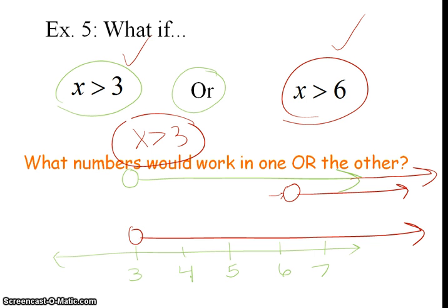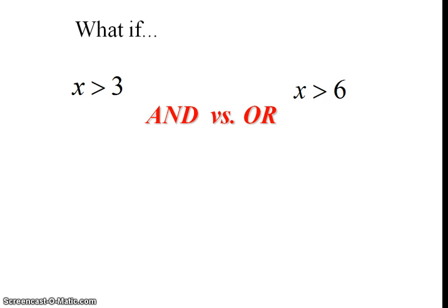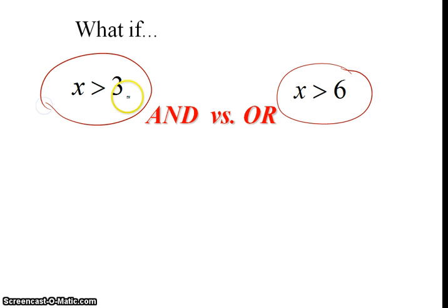I'm looking for what numbers work in one or the other, and you can see that in this example. Now, we got very different answers with and versus or. With and, we had to use x is greater than 6. That was the more limiting one because we had to make sure it was true for both. And there are numbers that are greater than 3 that are not greater than 6. But with or, we can include everyone. x is greater than 3 or x is greater than 6. So this works for or and this works for and.